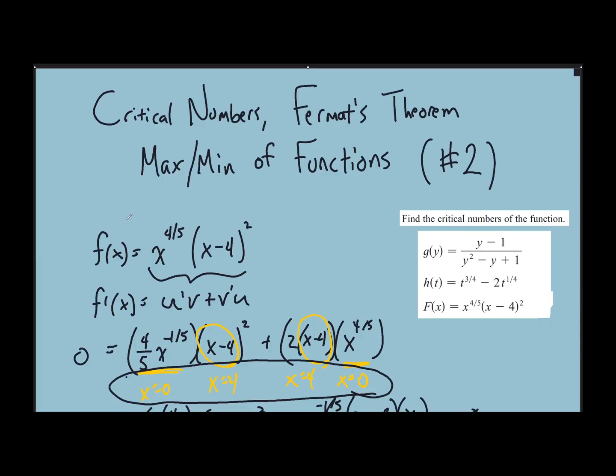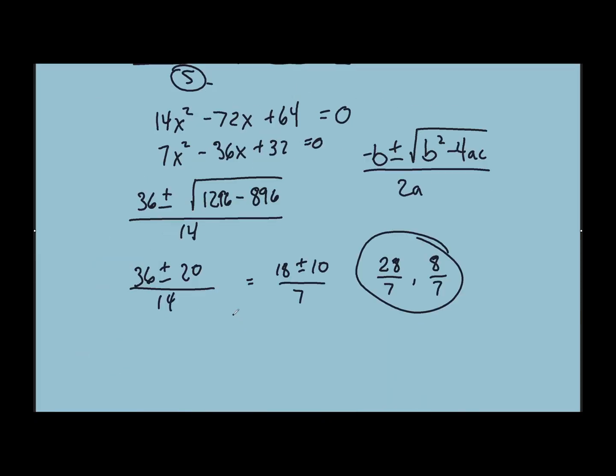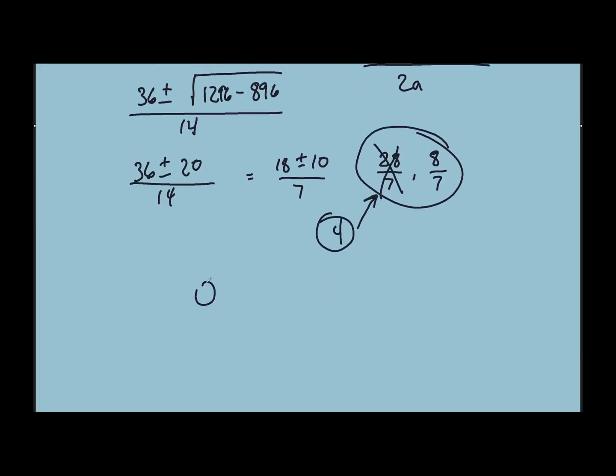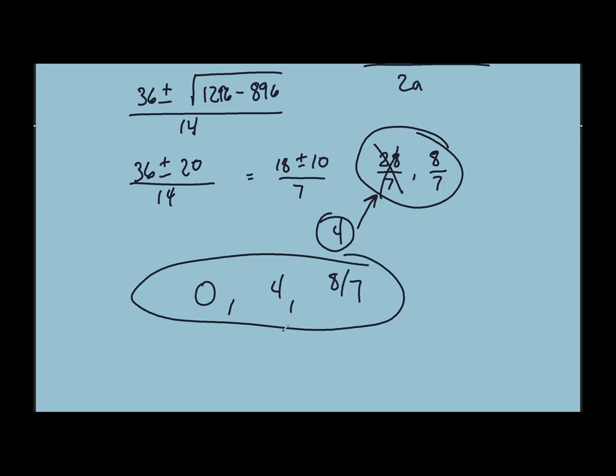Let's move on to problem set number 3. You know what? Before I do that, 28 over 7 is equal to 4. We already found that, so it's going to be critical numbers 0, 4, and 8/7. Those are going to be our 3 critical numbers for this one. Now we can move on to problem set number 3.